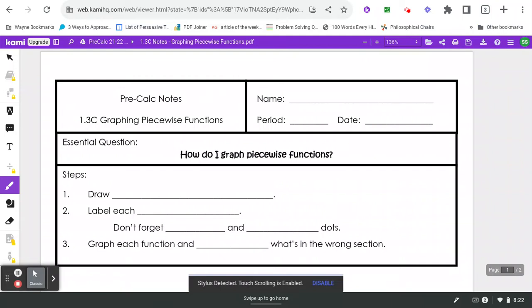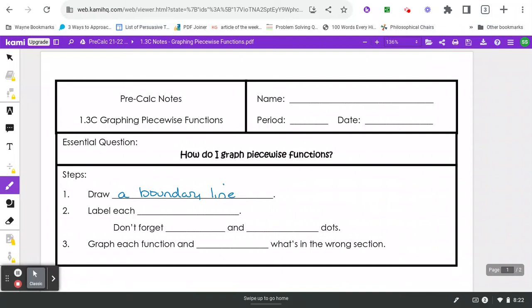First step, draw a boundary line. Second step, label each section. And don't forget open and closed dots. So remember, every time you have an open dot, you either have a less than or a greater than. For a closed dot, you would have a less than or equal to, greater than or equal to. And then step 3, graph each function, and if you need to, erase what's on the wrong section.